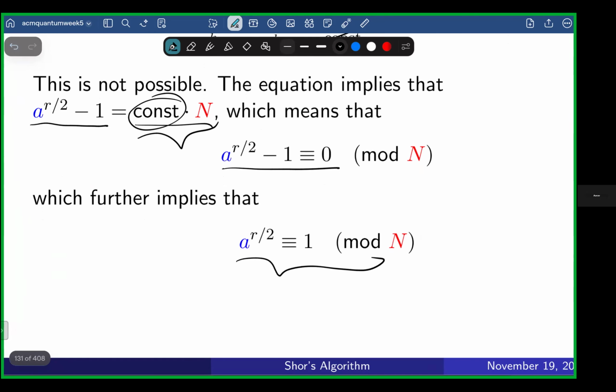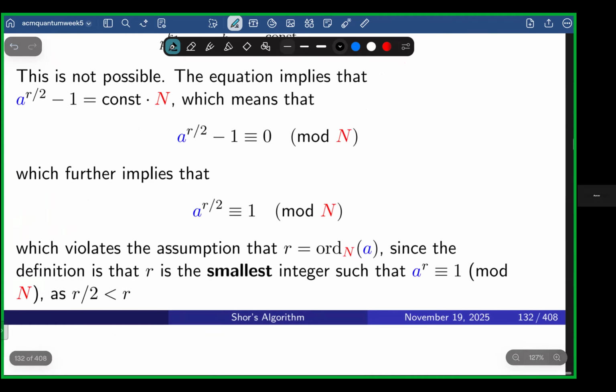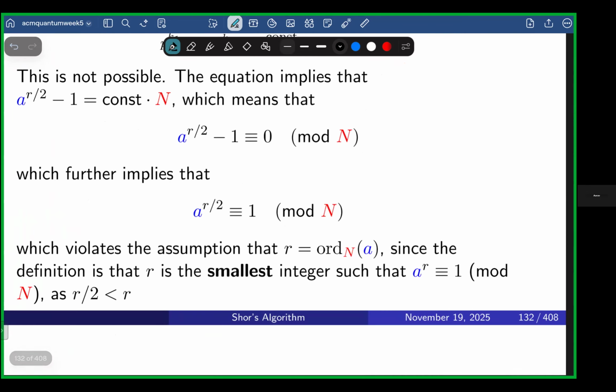Looking at this equation, can someone tell me why this is not possible? Yeah, exactly. This r over 2 is less than r, but the definition of the order says that r is the smallest integer such that a to the r is equivalent to 1. So we can't go any smaller. Does that make sense? So case one can't happen. That's good.